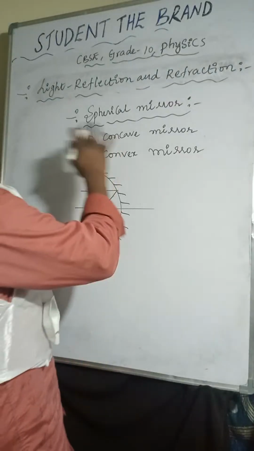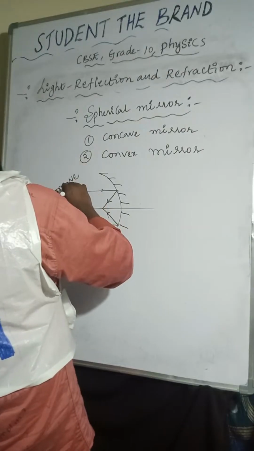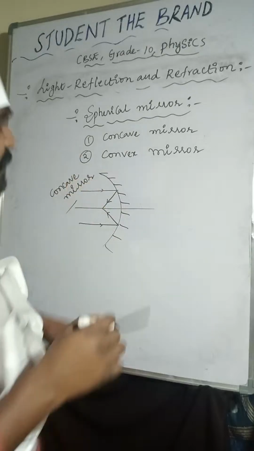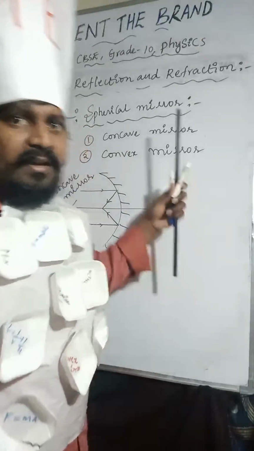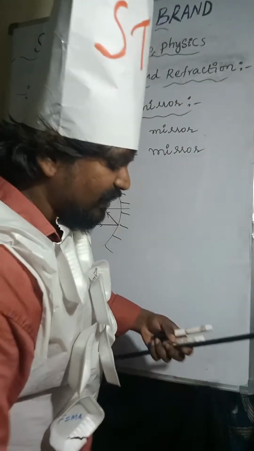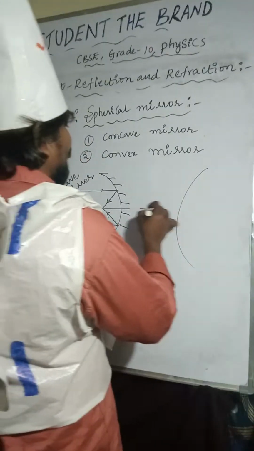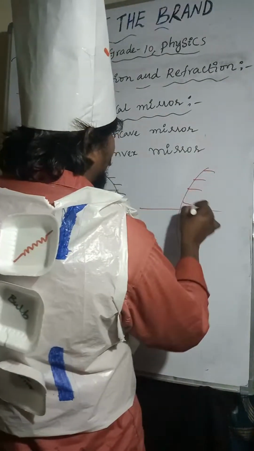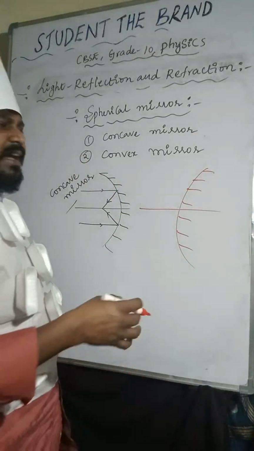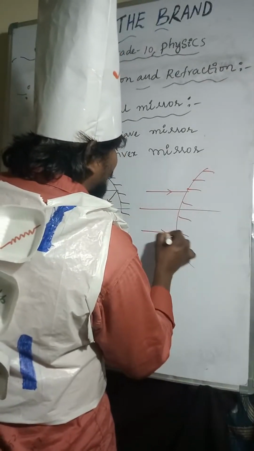So this is called a concave mirror. What is this one? Concave mirror. Next one, convex mirror. What is a convex mirror?